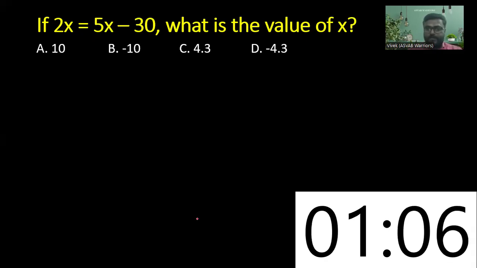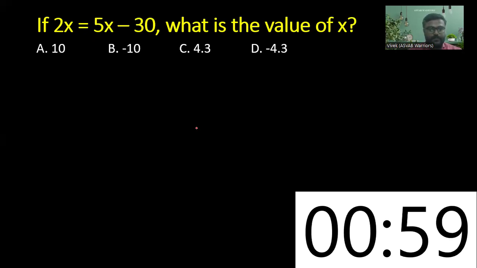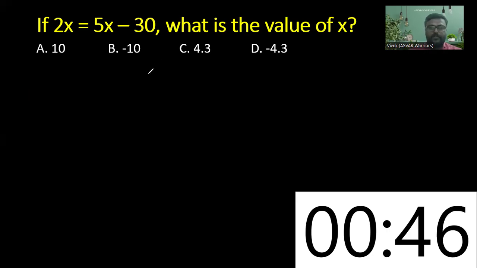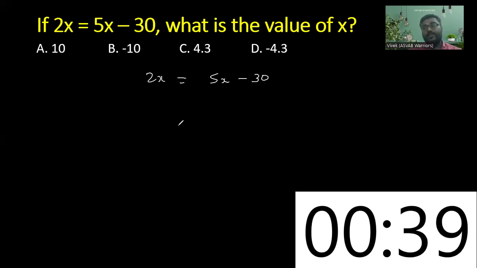I have answer. Anjay says B. Ablam also says negative 10, which is absolutely correct. So the first thing that you're going to do, 2x equals 5x minus 30. You need to take the like terms to one side. So I will initially subtract 5x from both the sides.